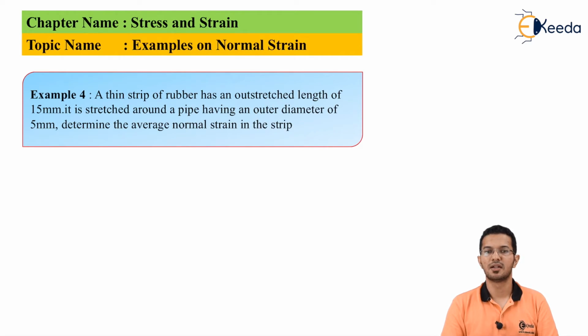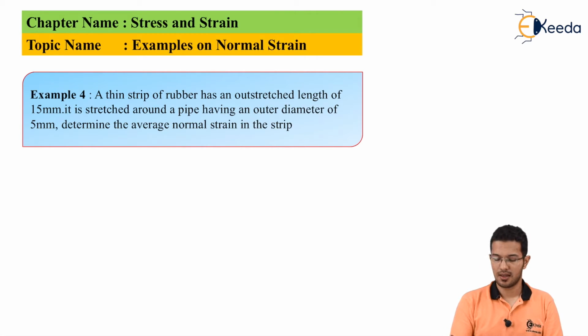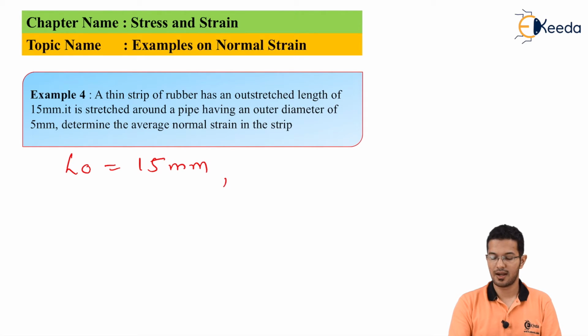In the next question, we have been given a thin strip of rubber has an outstretched length of 15 millimeter. It is stretched around a pipe having an outer diameter of 5 millimeter. Determine the average normal strain in the strip. Let's go for the solution, students. As per the given data, L0 is equal to 15 millimeters and length, as we know, is nothing but pi D, which is pi into 5.